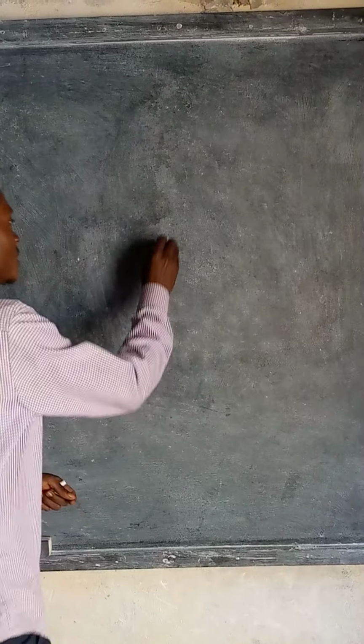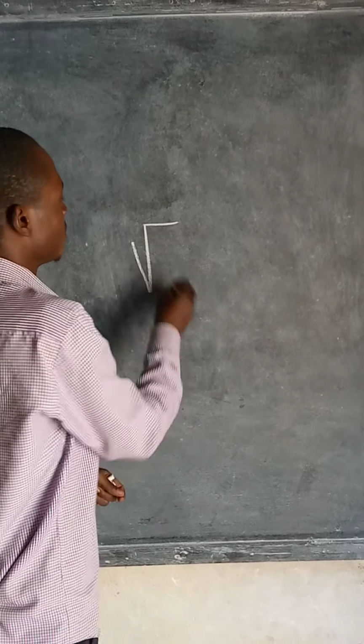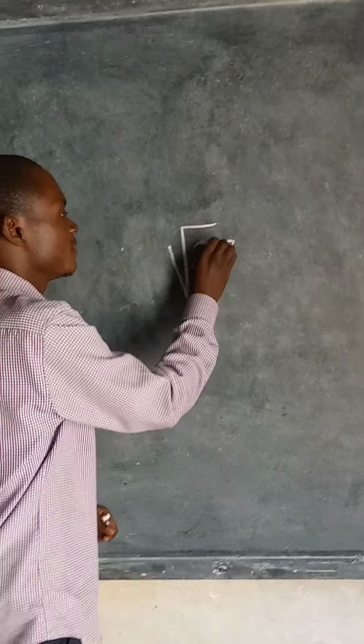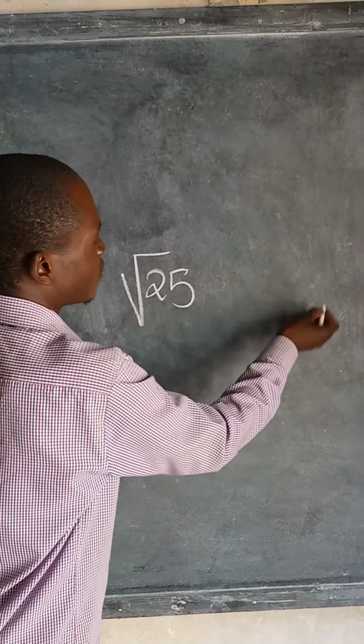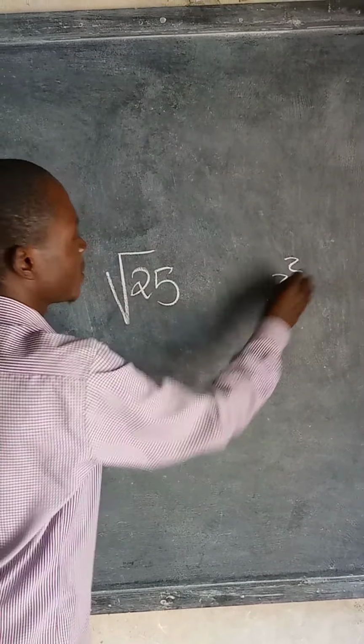Today we are going to look at equations involving squares. Last time we looked at the square root, like the square root of 25. We also looked at the square, when you have 3 to the power 2.